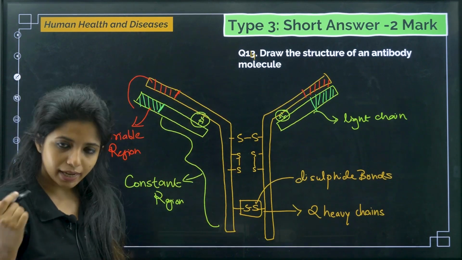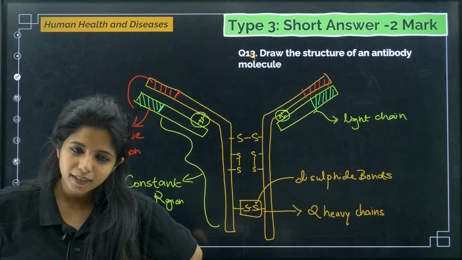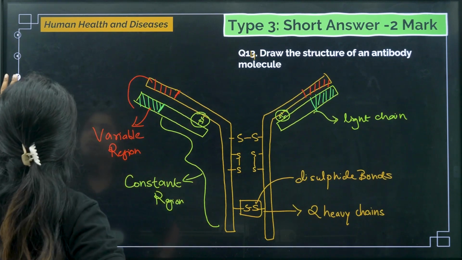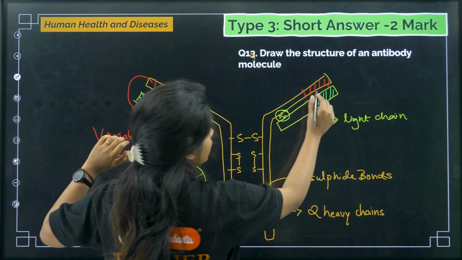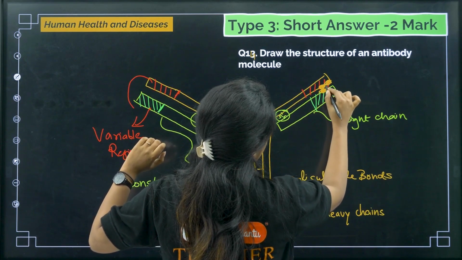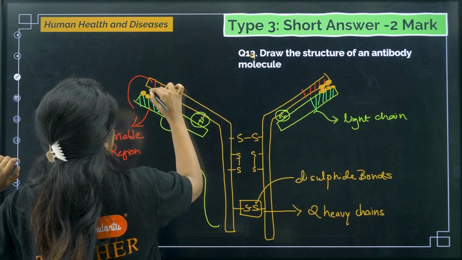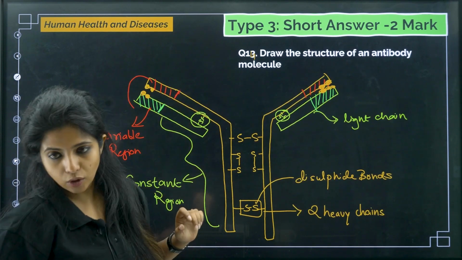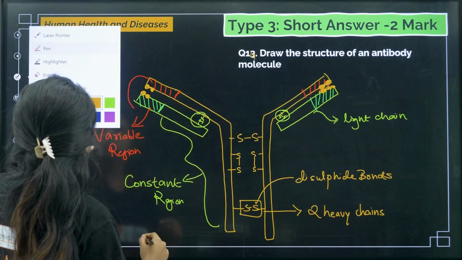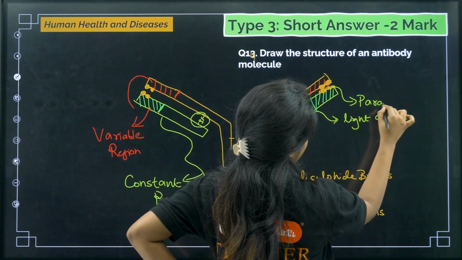Fine. Now the next thing, ma'am, you made everything. Where does the antigen come and attach? Can you tell me that? So basically what happens is that this area that is a variable region, there will be areas which will be free, which will be having certain notches, okay. And on these notches, what do you call this region? You call this the paratope. You call this the paratope.